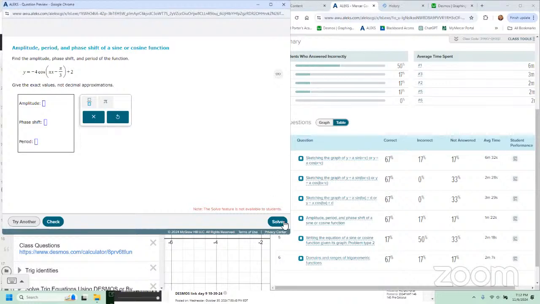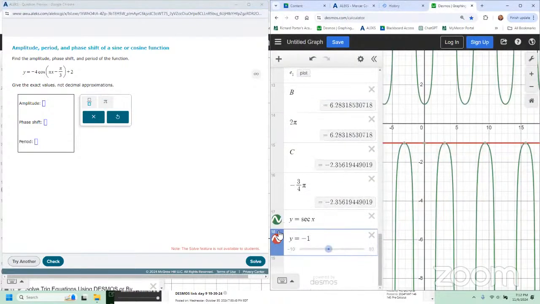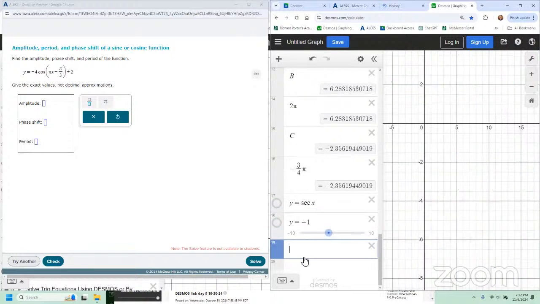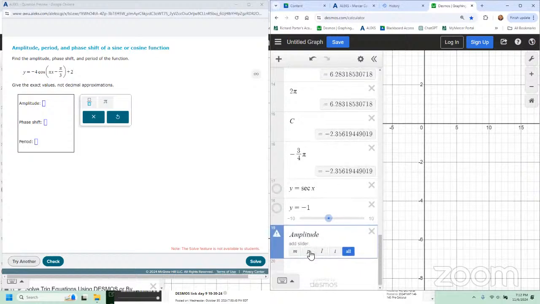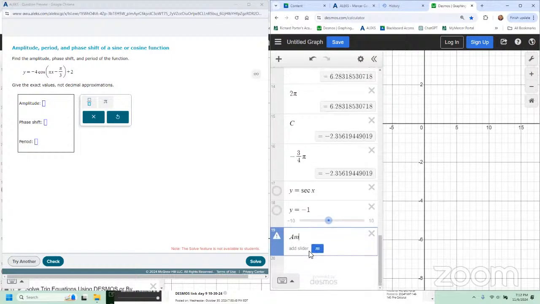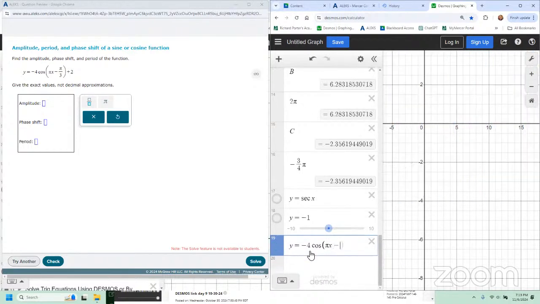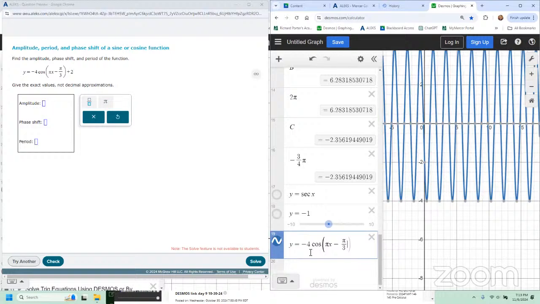Okay, this one though I really like. Period, amplitude, and phase shift. If I give you an equation like that, you should be able to find the period, amplitude and phase shift. Let me graph this graph, what the heck? Y equals -4 cosine of x minus pi over 3 plus 2.